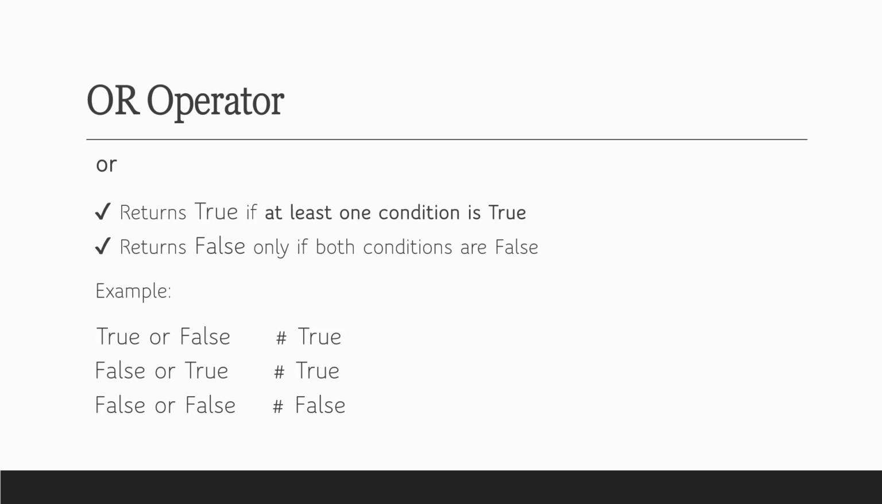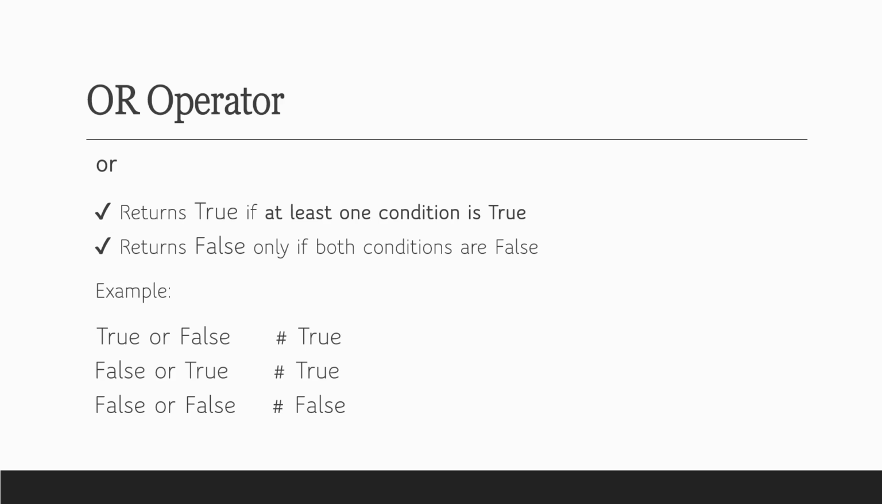Now let us understand the OR operator. The OR operator is used when we want to check multiple conditions, but we are satisfied if at least one of them is true. The OR operator returns true if at least one condition is true. It returns false only when both conditions are false.